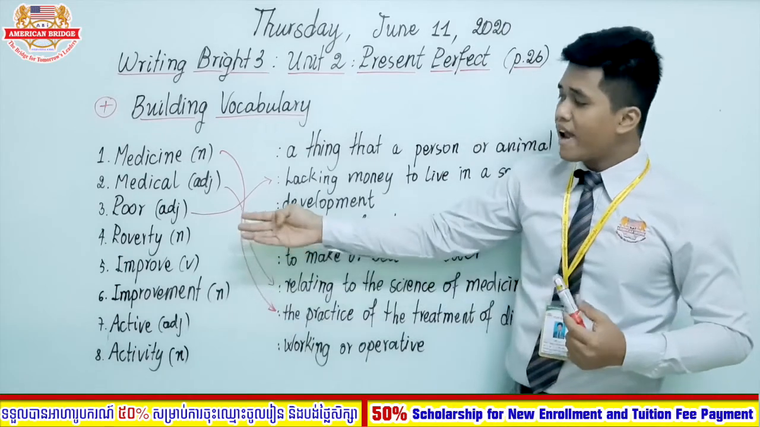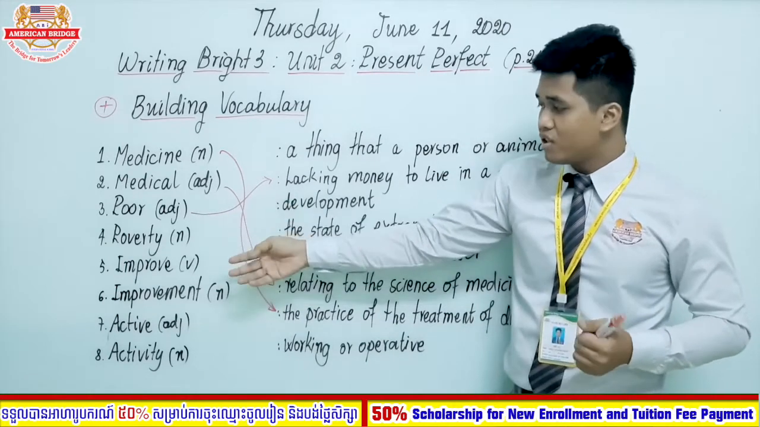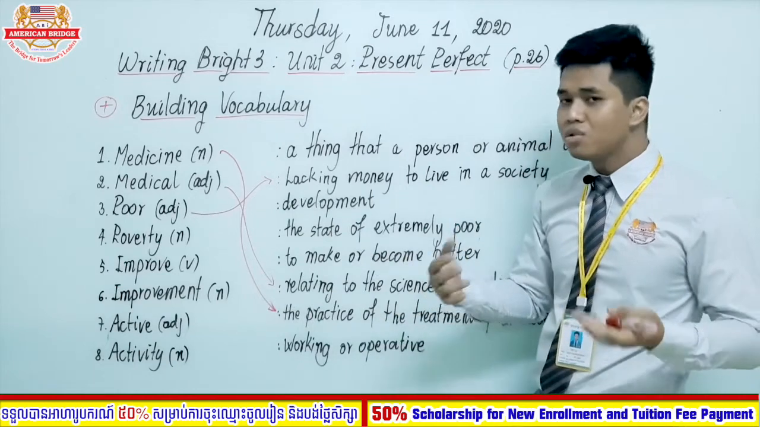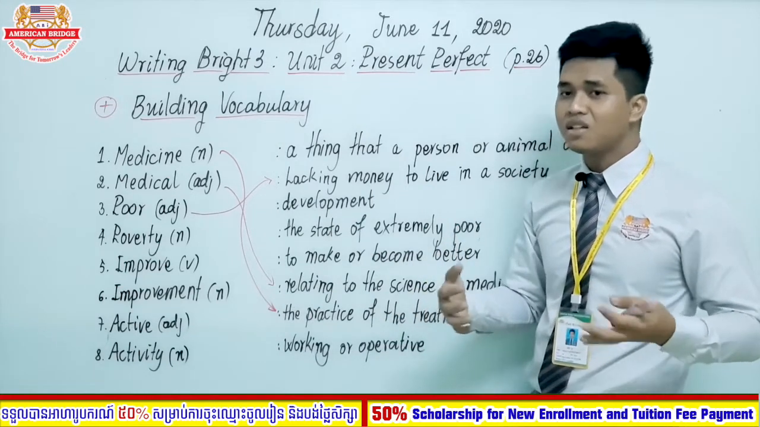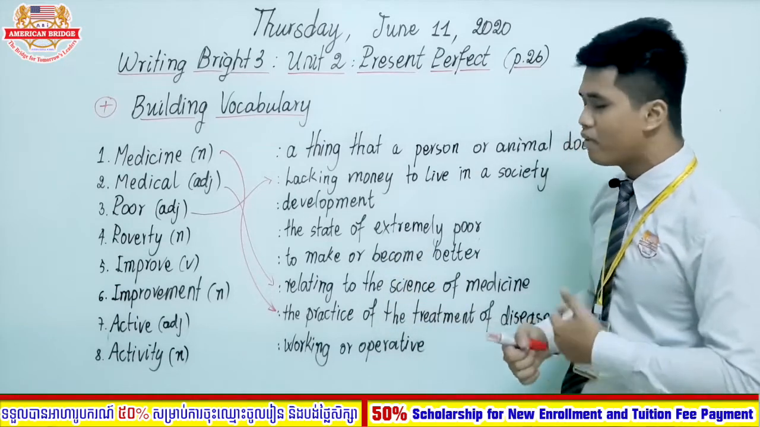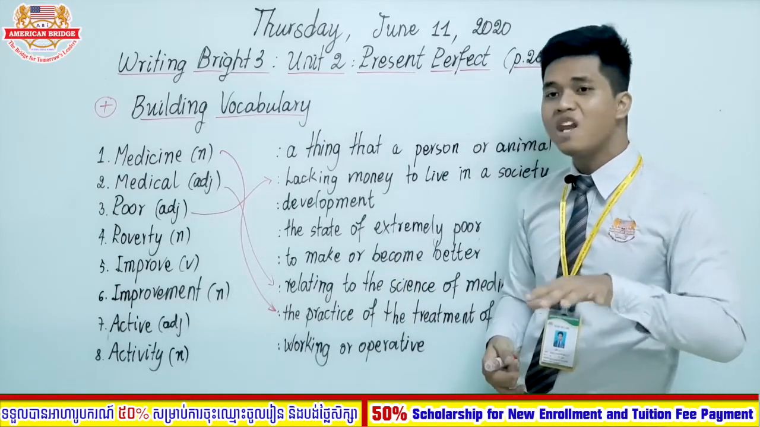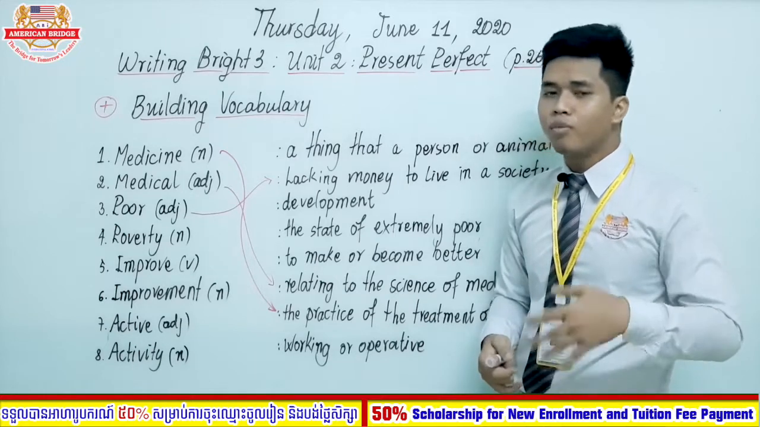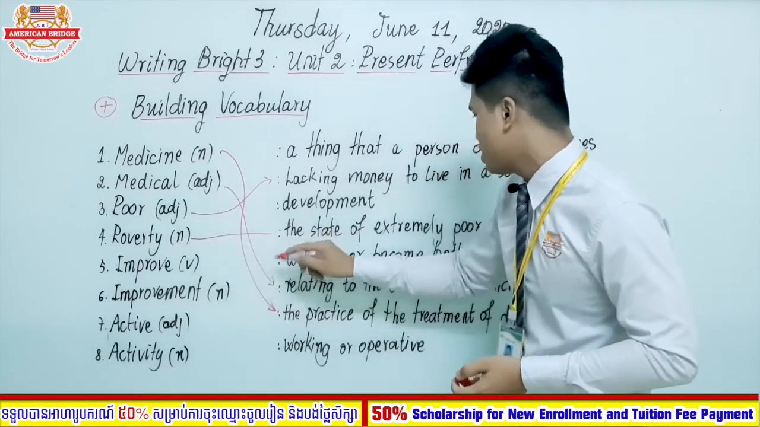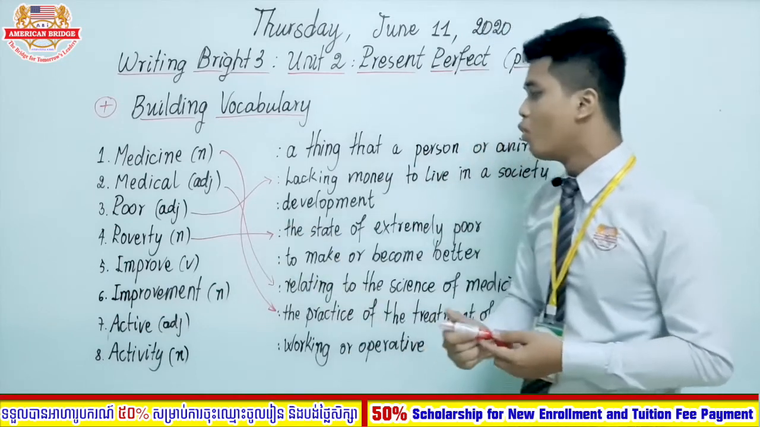The noun of the word poor is poverty. So poverty is something related to economic status, which is the state of being extremely poor. If you have no money, you are living in poverty. So here is poverty, the state of being extremely poor.